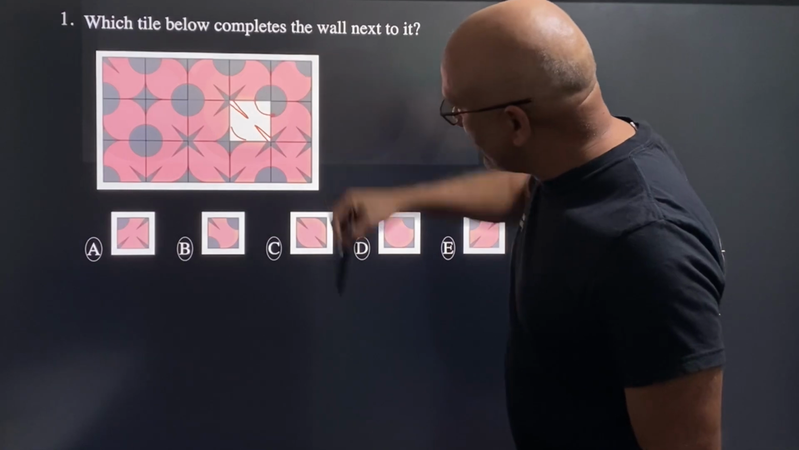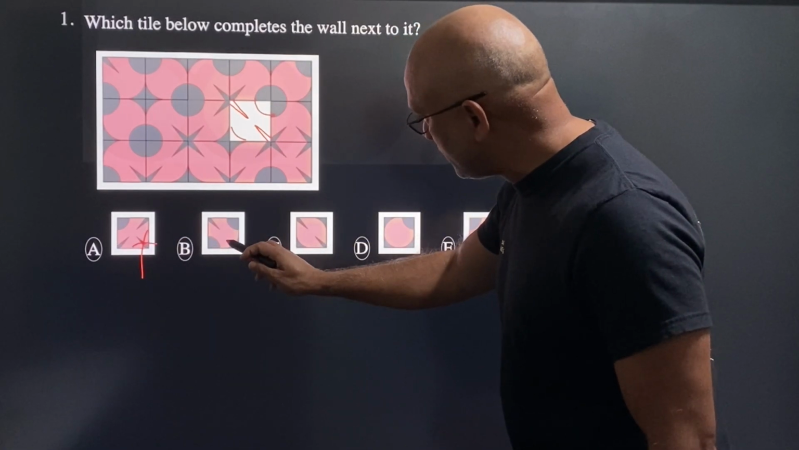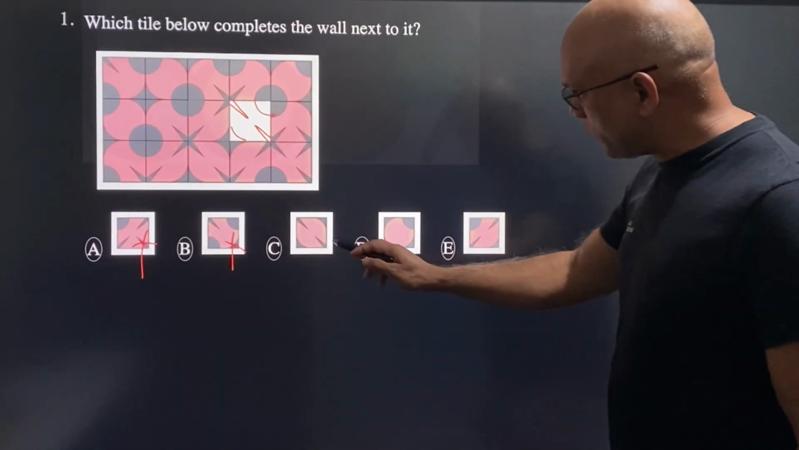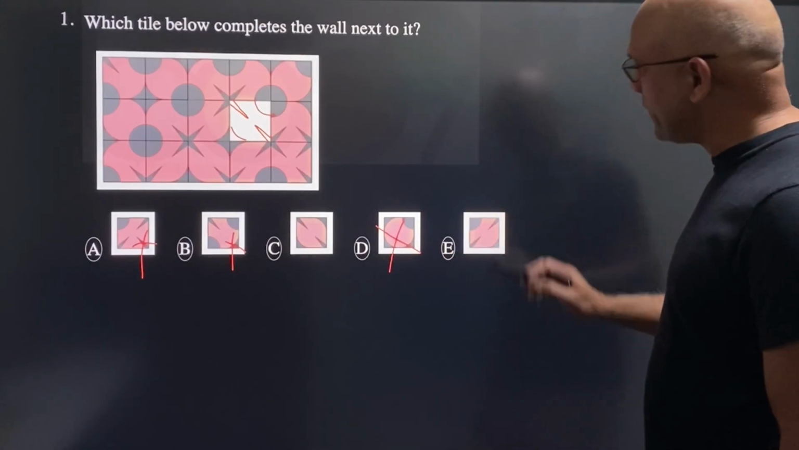I need two pointed things. Here I have three, so this is definitely not going to work. Here there is only one, so this is not going to work. There are two pointed things. Here there is no pointed thing, so this is not going to work. There are two pointed things.